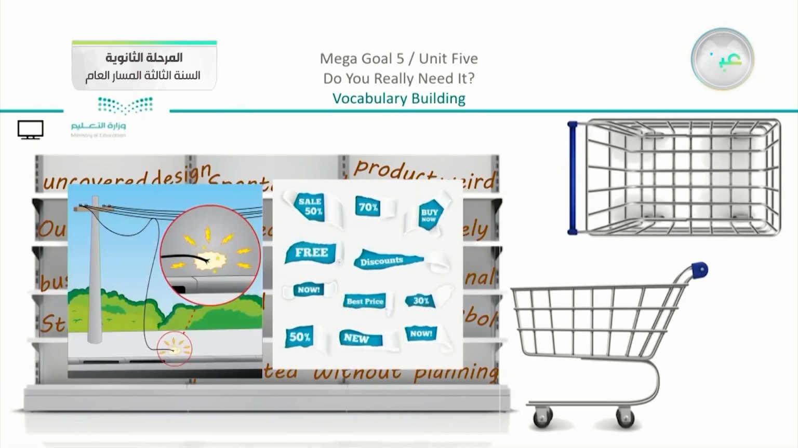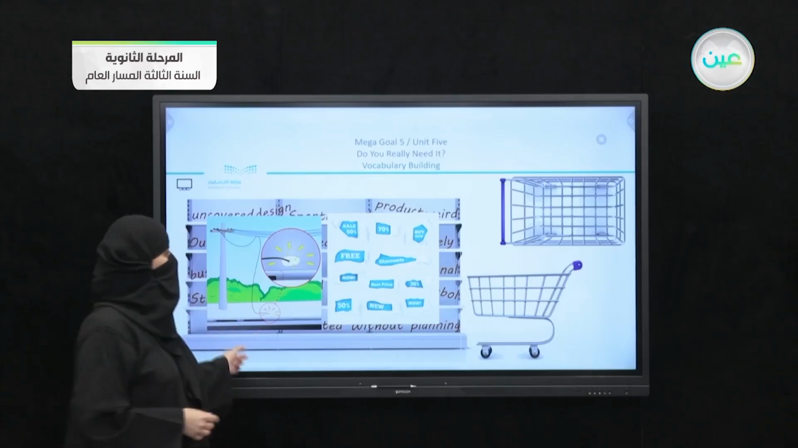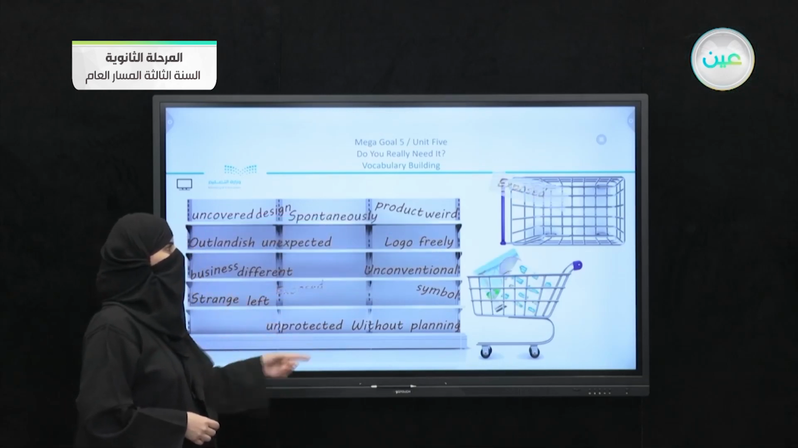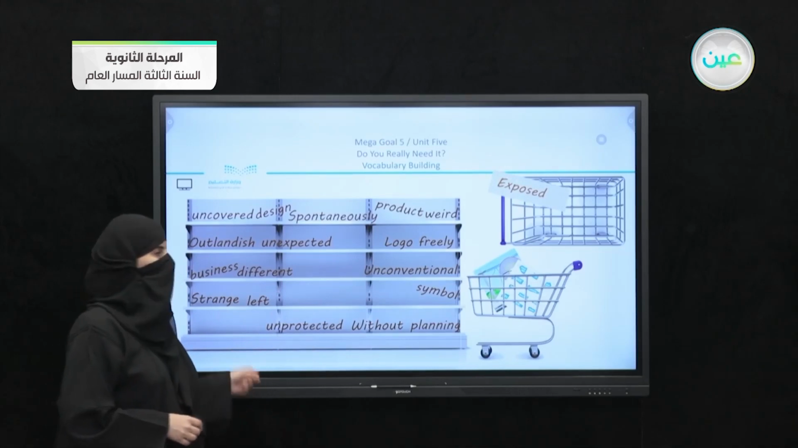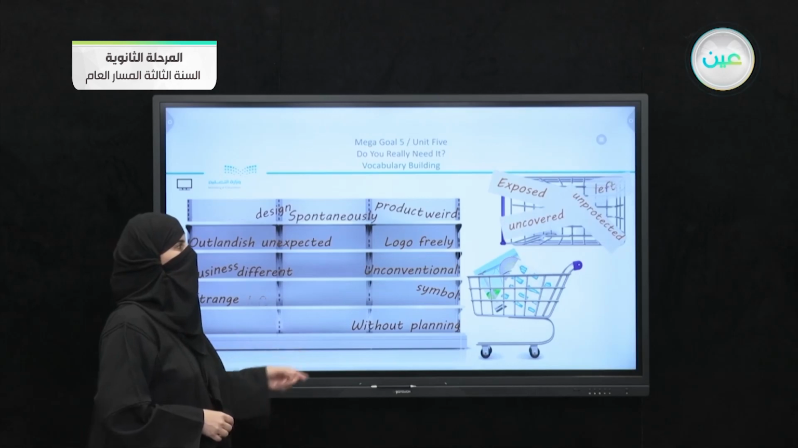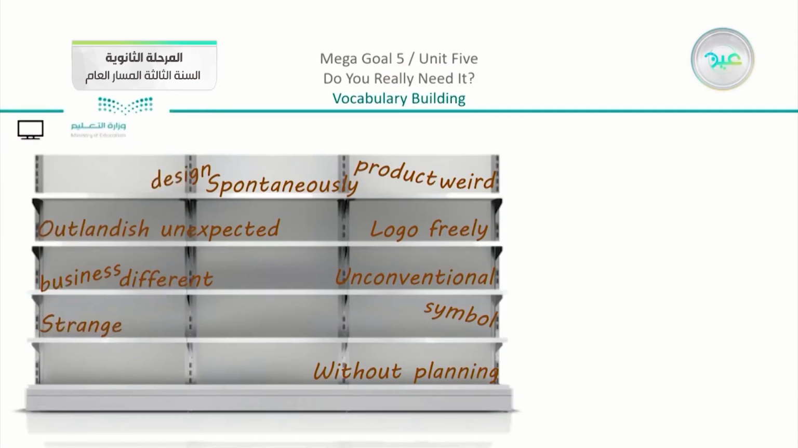The second picture, if you can recall, now when we talked about the wire here and the uncovered wire here, and what does it cause? Also, we had another picture of these advertisements, and they are also uncovered here. Now here, we can say that the basic word that we're going to shop for is exposed. We have also uncovered, unprotected, left, and we have the third word.